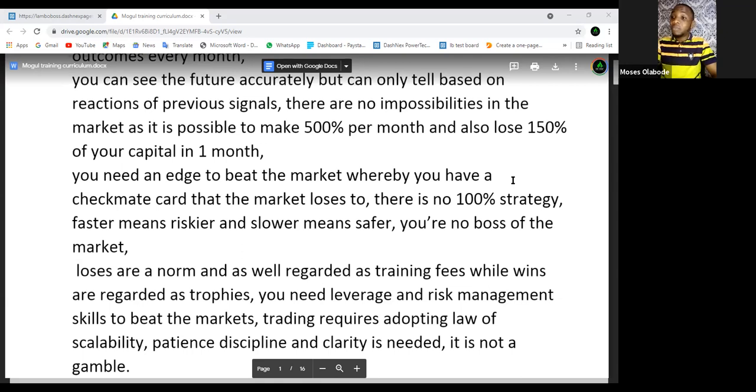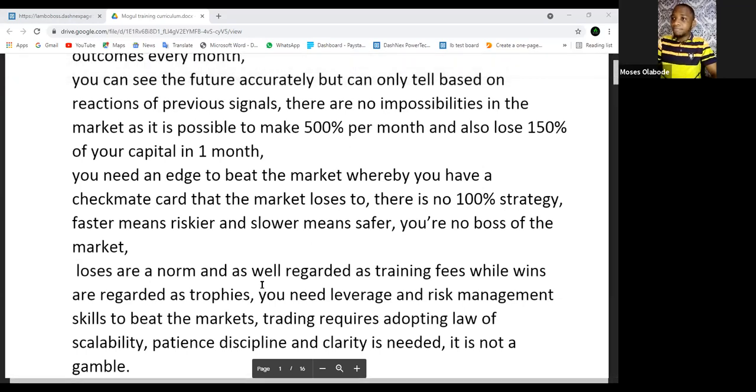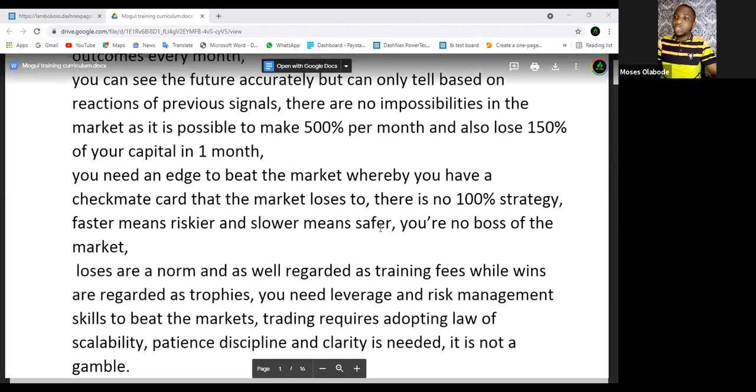And there are times that maybe you did not place the stop loss very well, and then you lose to the market. You lose that money to the market. So there is no 100% strategy.